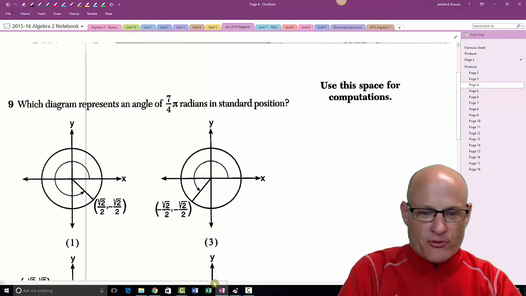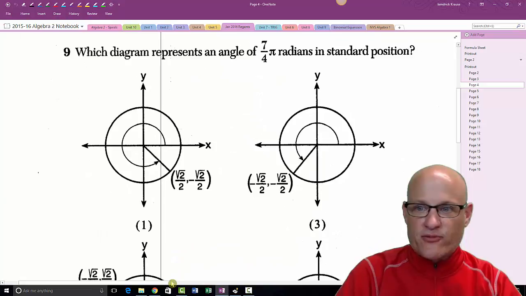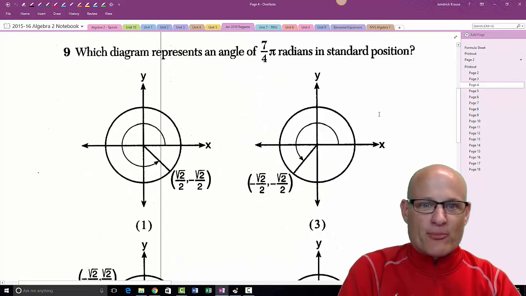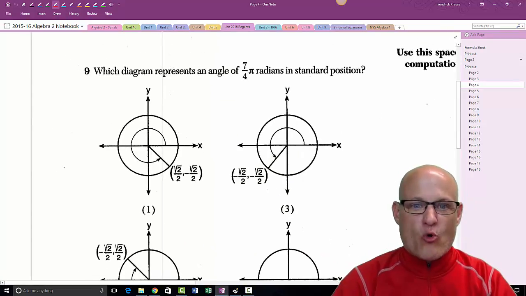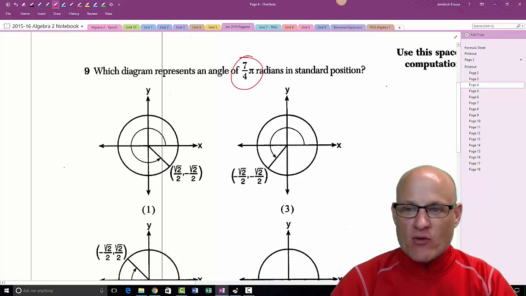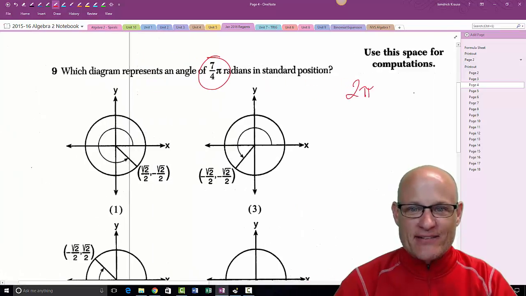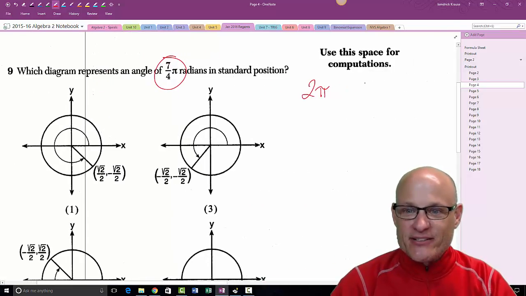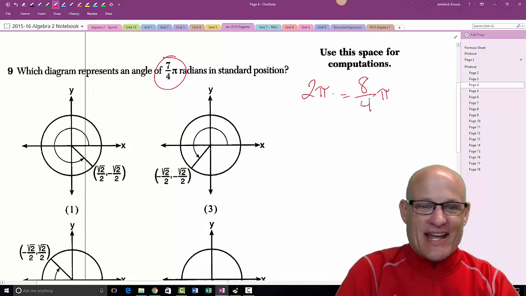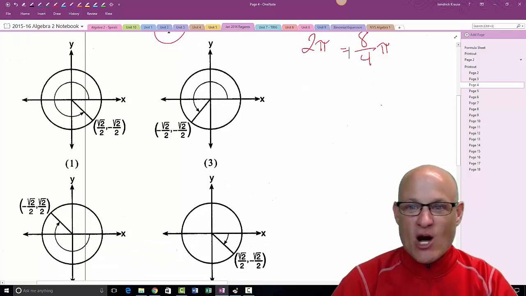Only going to do 12 up through 14 on this one, so we got about 5 more. Which diagram represents an angle of 7 over 4 pi radians? Okay, if you remember correctly, 2 pi is all the way around a circle. So 2 pi would be the same as 8 over 4 pi. Well, this is a little less than 8 over 4. So how much less? Well, it's 1/4 of a circle.